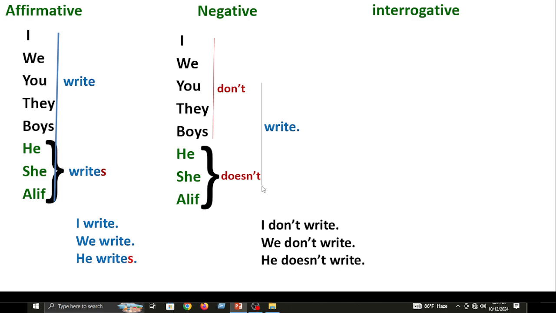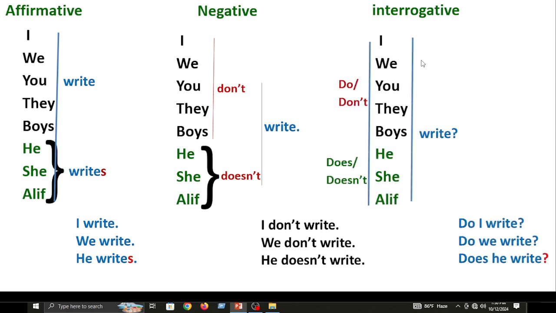But he doesn't write, she doesn't write, Alif doesn't write. Very simple. You can take other verbs and make negative sentences like I don't play, we don't play, I don't go, you don't go. You can take more and more verbs and make negative sentences using simple present tense.